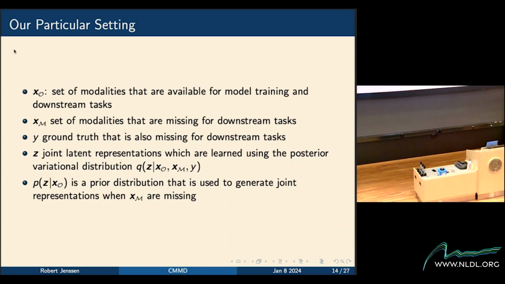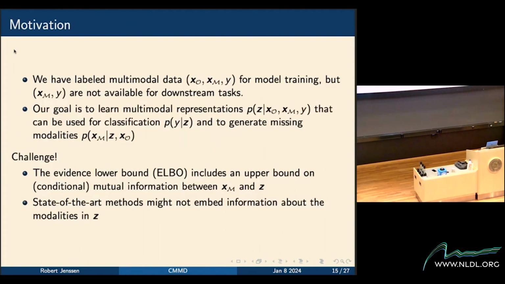So in our setting, what we assume is that when we train our system, we have all the modalities present. That's X0. At test time, we will have a situation where we may be missing modalities, but we also assume that we have labels. We are in a supervised setting. That's why you see the Y here. So we have labeled multimodal data. However, in the downstream task, we are missing modalities.